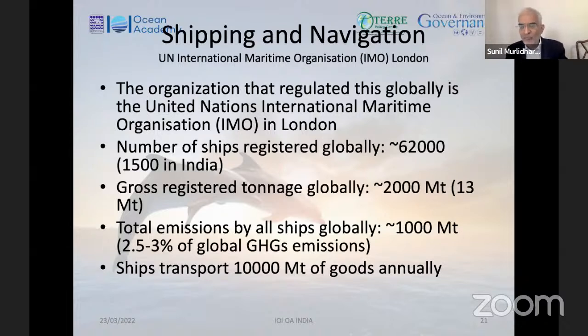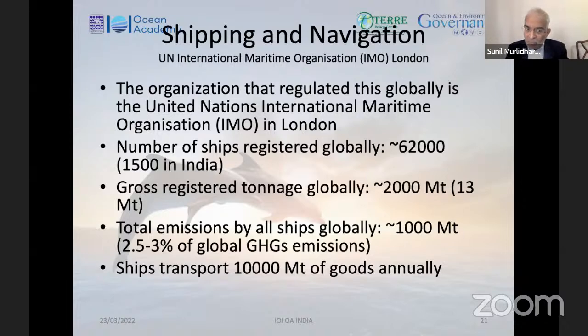Anything bigger than that is a ship. Of course, you have ships that are 500,000 tons, these huge oil tankers. They can be almost a kilometer long and up to 500,000 tons or so. They're called ultra-large crude carriers, ULCCs. Then there are VLCCs, very large crude carriers.